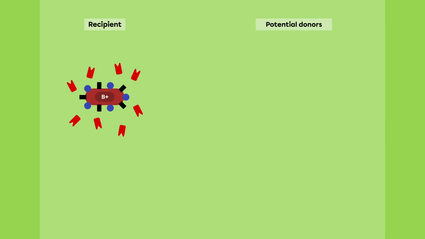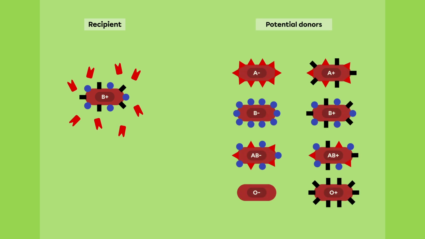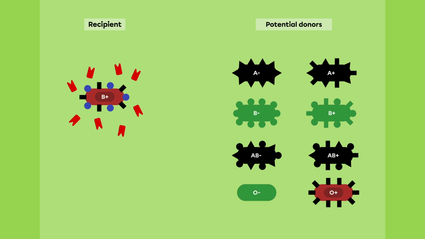If red blood cells carrying agglutinogen A are introduced into the body of someone with type B positive blood, the anti-A agglutinins in their plasma will bind and cause the foreign red blood cells to agglutinate. So people with types A negative, A positive, AB negative, and AB positive cannot be donors for a person with B positive blood type. People who are B negative, B positive, O negative, and O positive can give blood to a person with type B positive with no problem.